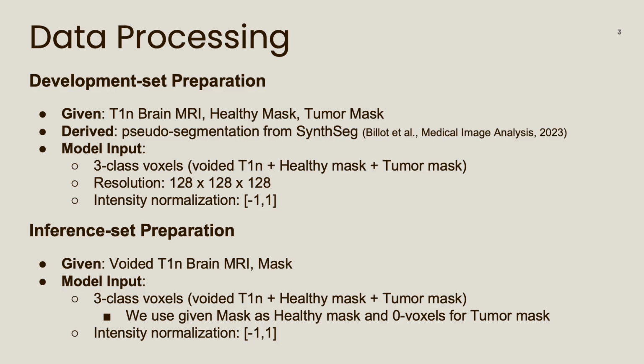For inference, we're given T1 plus one mask. Here we treat that mask as healthy, set the tumor channel to zeros, and again feed the 3 channels to the model.